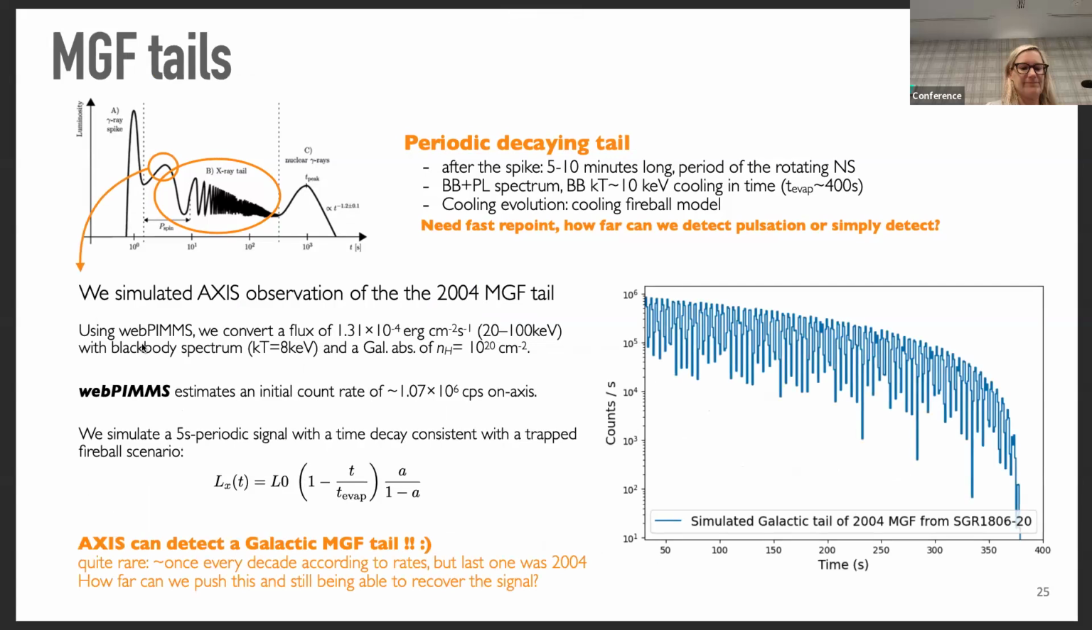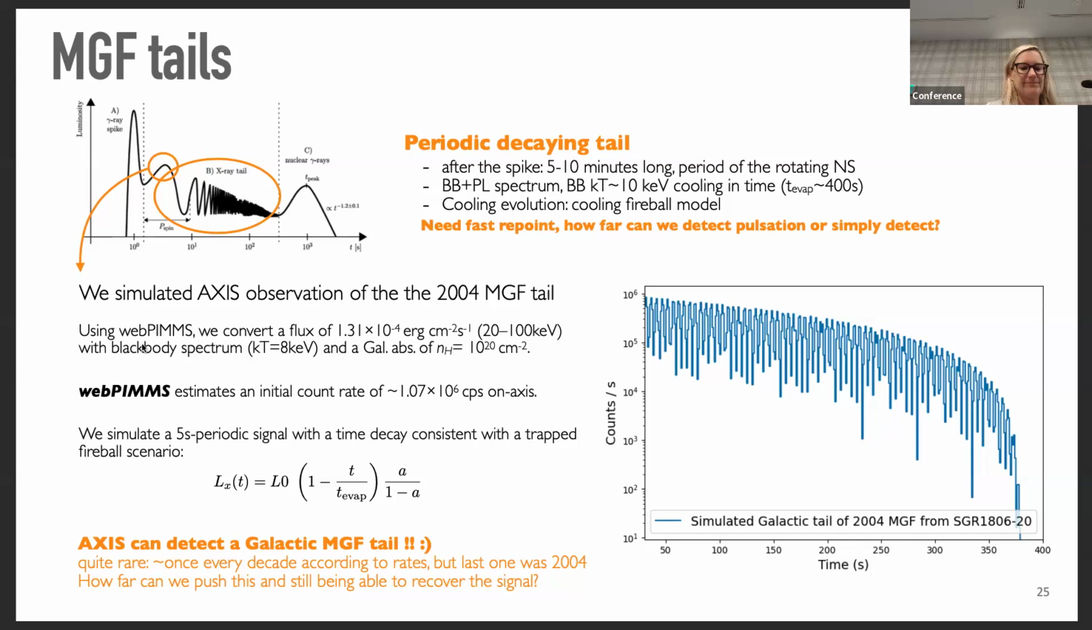This is from the galactic event. So you can see that clearly AXIS can detect the galactic magnetar giant flare tail, which is great. From the galaxy, this is rare, but according to the rates, we are kind of already late. We should have detected at this point another magnetar giant flare from the galaxy. So this could be possible.